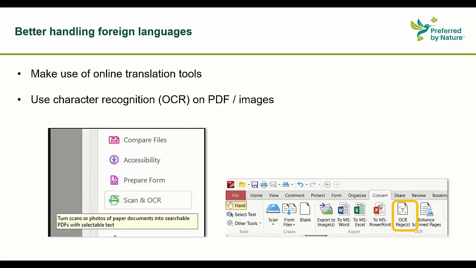And then we are going to receive documents in other languages. If we don't have a translator in-house, there are a few tricks that you may try. Online translation tools, of course, Google Translate, etc. But also PDF tools now include character recognition, OCR. It may help you if you're dealing with a document in Chinese, Vietnamese, or Russian, and you just want to be able to read it, to translate it into your own language.